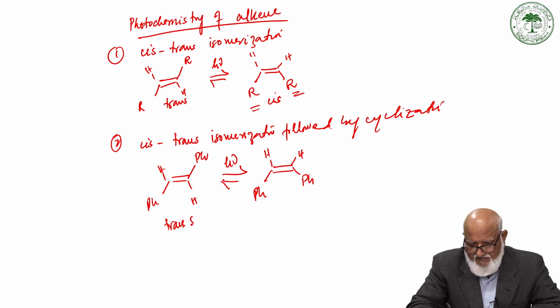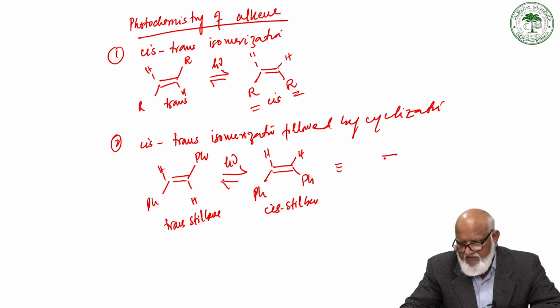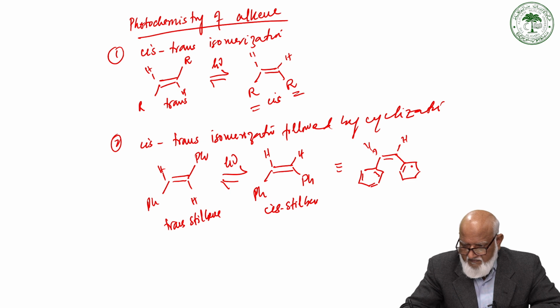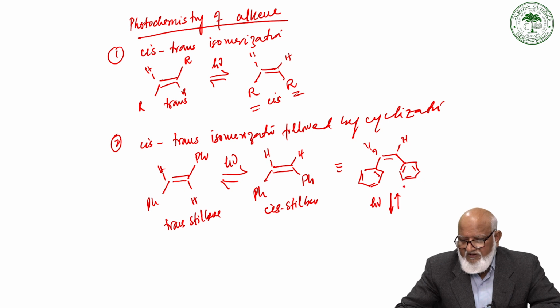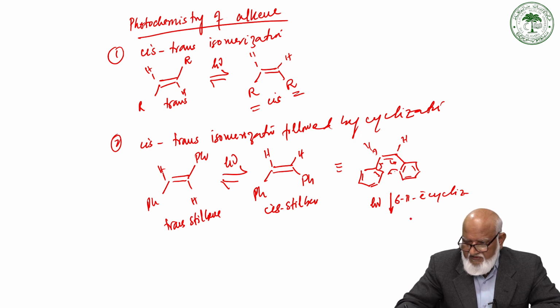trans to cis stilbene. So if we write both the phenyl groups in this manner, this can further undergo, under photochemical condition, the 6 pi electron cyclization. So it gives a dihydrophenanthrene.